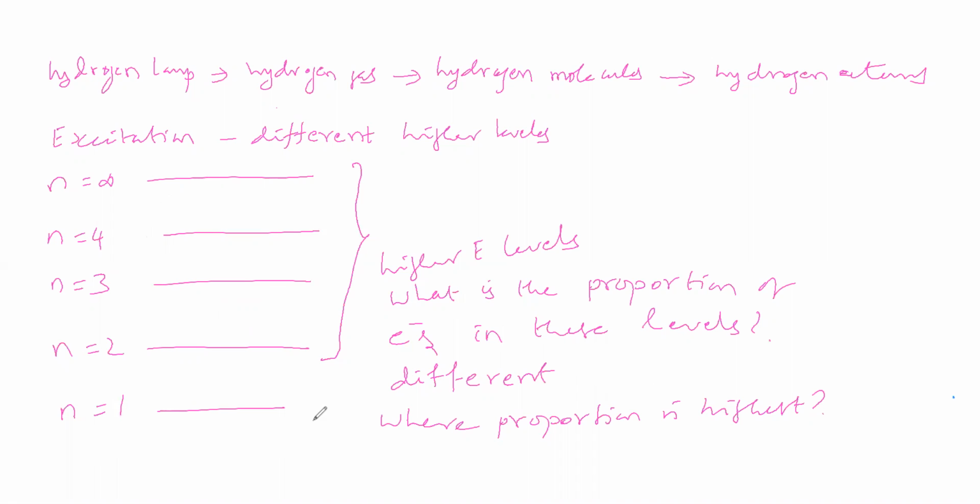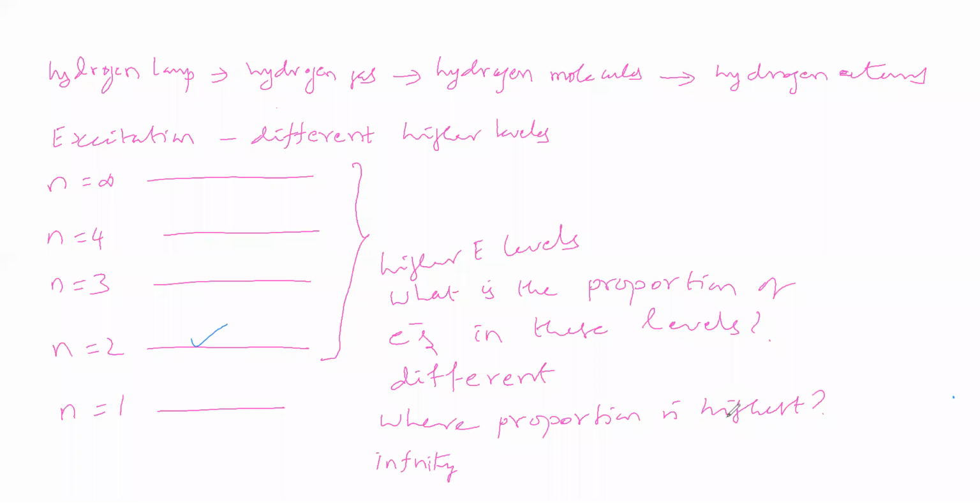Nothing is mentioned means regarding voltage or any other external factors, not mentioned. The question is simply asked: where is the proportion highest? One student says infinity, that the proportion is highest at infinity. Another student says n is equal to 2. The proportion is highest at n is equal to 2.